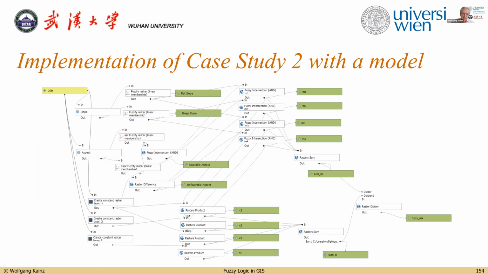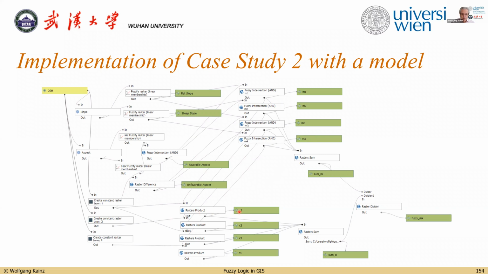So basically, it works in that way that we start with our elevation model, because that's the only thing we need here. From the elevation model, of course, we can compute slope and we can compute aspect. And that's the only things we need. We need the slope and we need the aspect. Then we need to compute the fuzzy sets for flat slope, steep slope, favorable aspect, and unfavorable aspect. Then we have to compute the minima according to our rules, which I call here M1, M2, M3, and M4. I will go into more details a little bit later, so don't worry now.